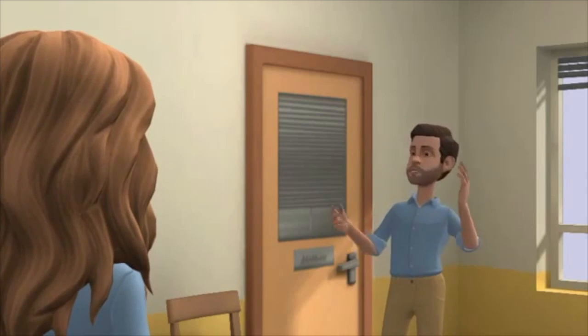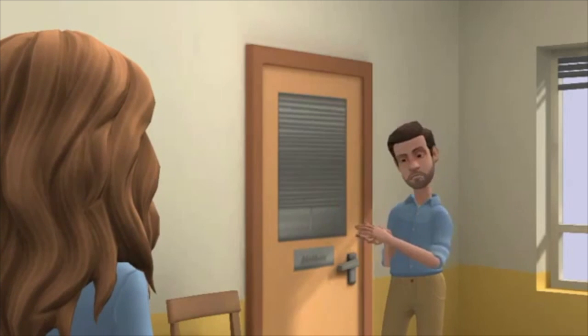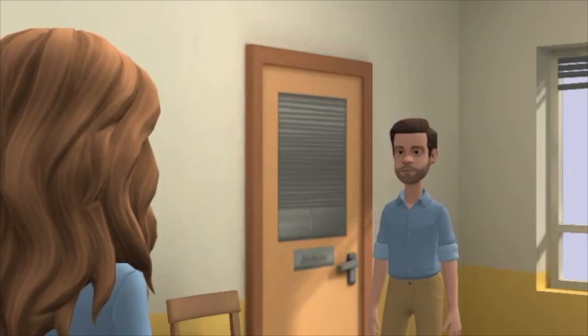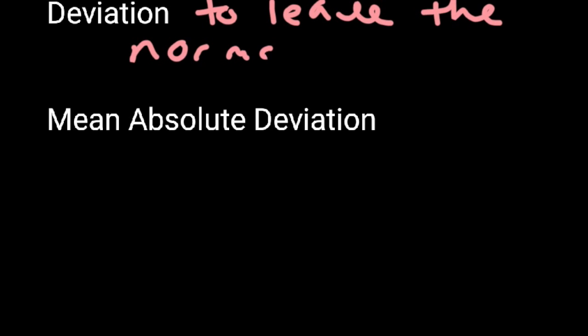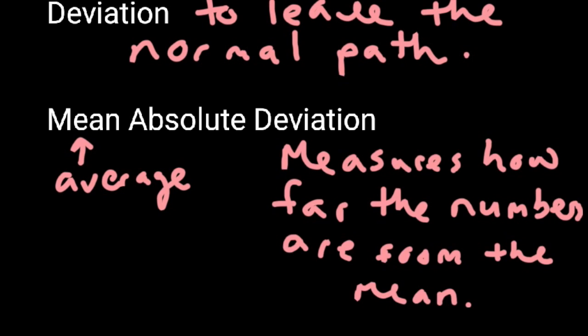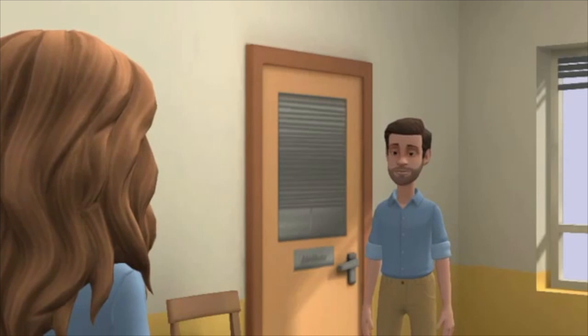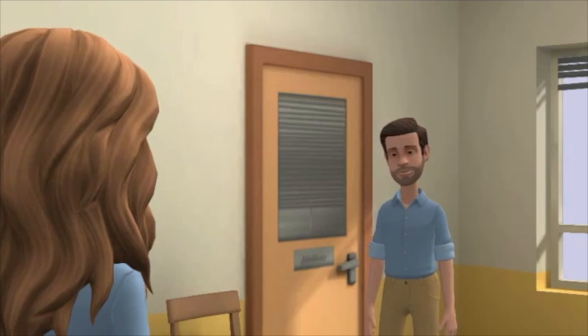Now you are ready to learn about the mean absolute deviation. First, let's discuss some vocabulary. Deviate or deviation means to leave the normal path. So, the mean absolute deviation is measuring how far the numbers in a data set are from the normal value or average. Can we find the mean absolute deviation of your quiz scores?